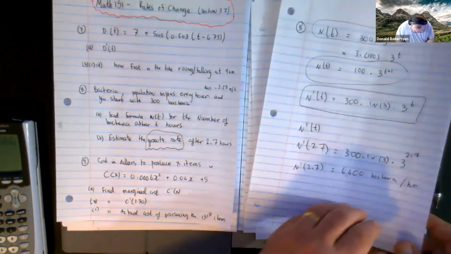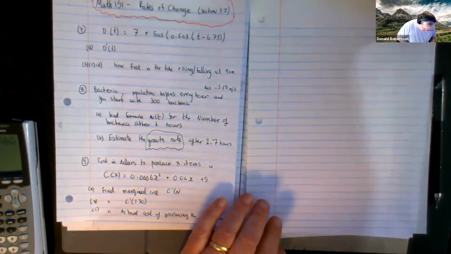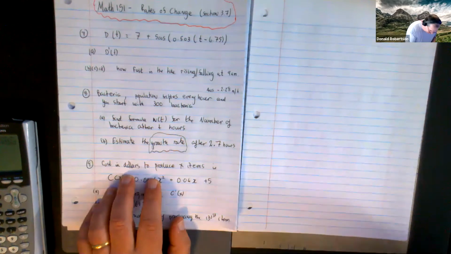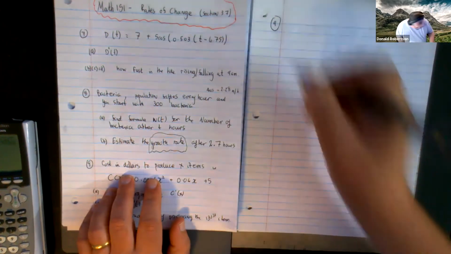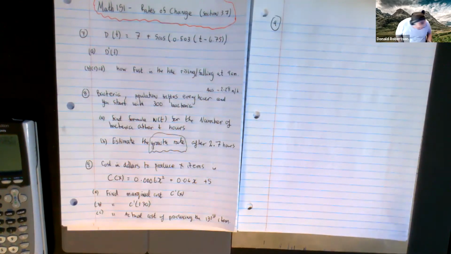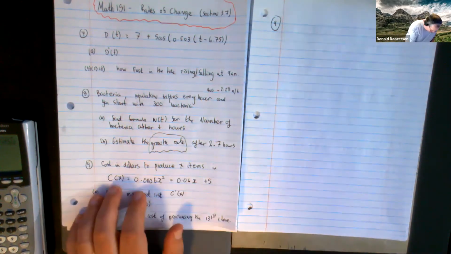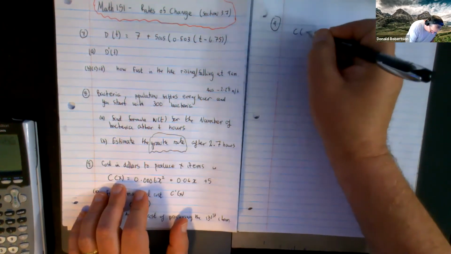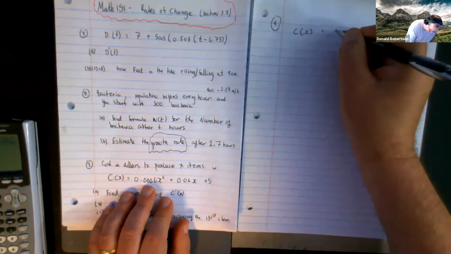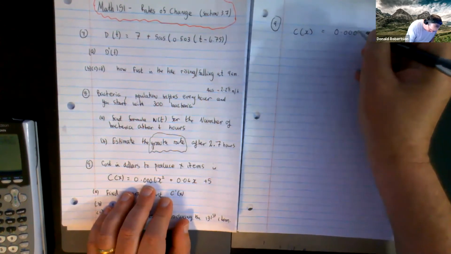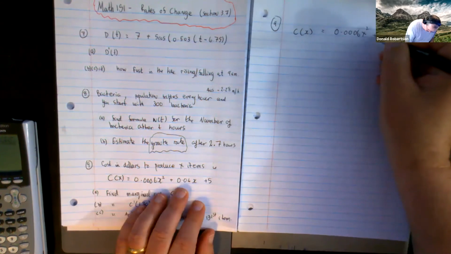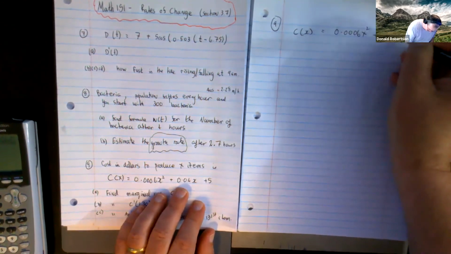And just to show you that mathematics can get used in business, the last one, question 9. We're going to look at the cost in dollars to produce x items. And it's given by this formula: 0.0006x squared plus 0.04x plus 5.